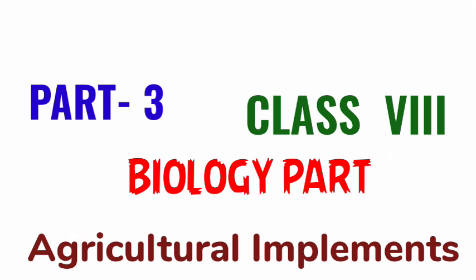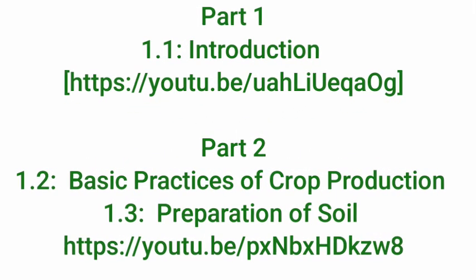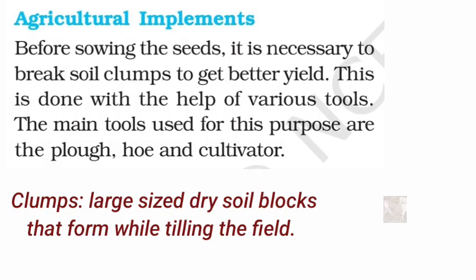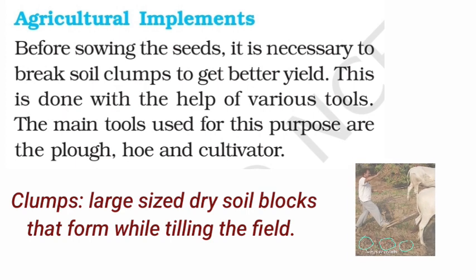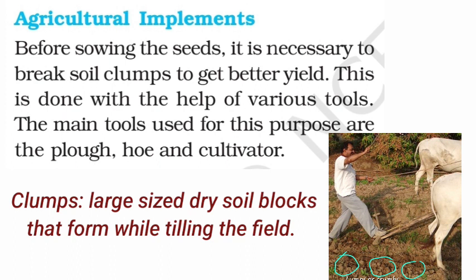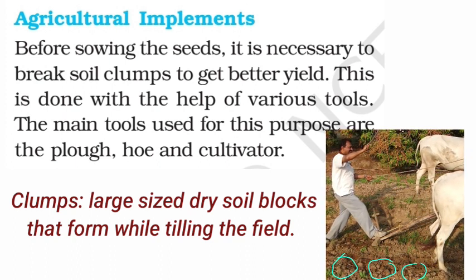So friends, in my two previous videos, Part 1 and Part 2, in Part 1 I discussed the introduction of the lesson, and I have given the link of Part 1 and also the link of Part 2. Two topics: basic practices of crop production and preparation of soil. In this Part 3, we are going to learn about agricultural implements. Now, let us learn in detail what the agricultural implements are.